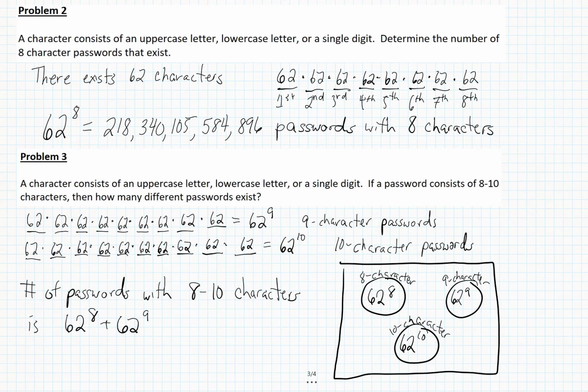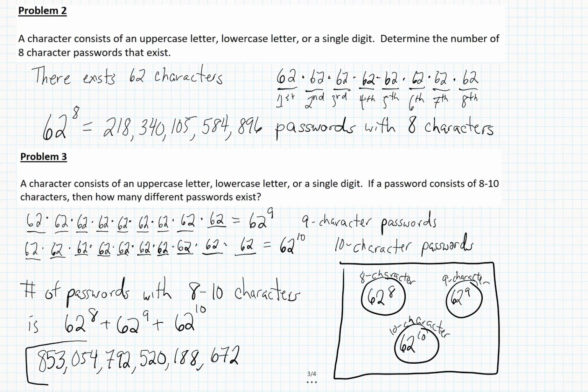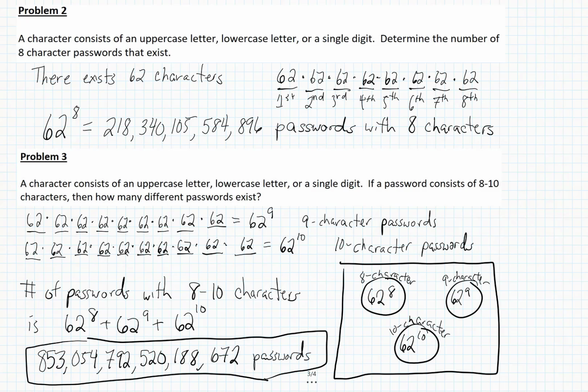This gives us an improvement on the number of passwords. And it ends up being 853 quadrillion, 54 trillion, 792 billion, 520 million, 188,672 passwords. So a huge impact in terms of the number of passwords. And as we lengthen that number, it makes our actual password more and more secure.